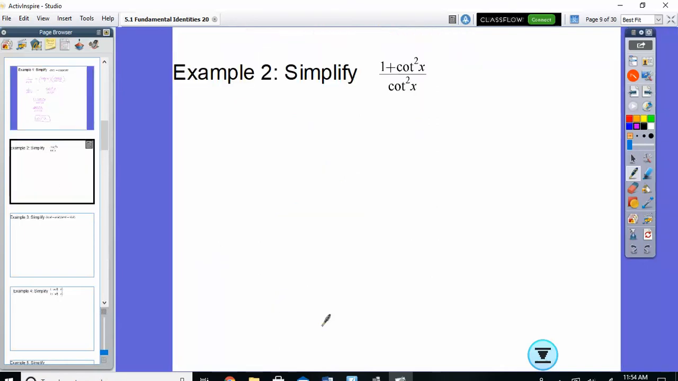Let's keep manipulating this. So 1 plus cotangent squared x over cotangent squared x. A lot of times there is more than one way to do these problems. That's another reason why you have to show your work, to show what you did. I can think of 3 different options for how to start this problem right now. So what stands out to you guys? Anything that you think you could do?